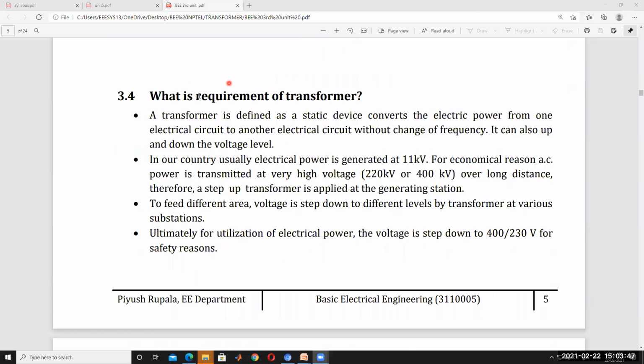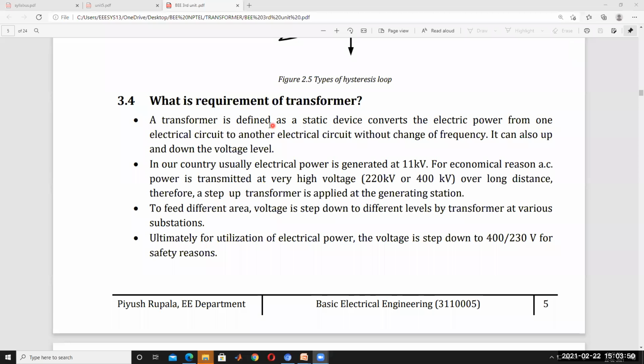So the next concept is the requirement in a transformer. A transformer is defined as a static device. A transformer does not have any rotating parts. A transformer is a static device that converts electrical power from one electric circuit to another electric circuit without changing the frequency. The frequency of 50 Hz is constant, according to the Indian standard frequency, F equals 50 Hz.